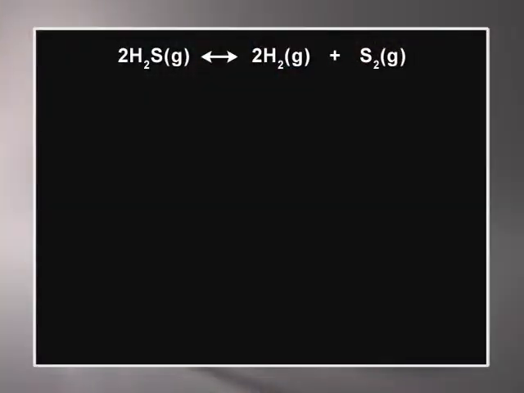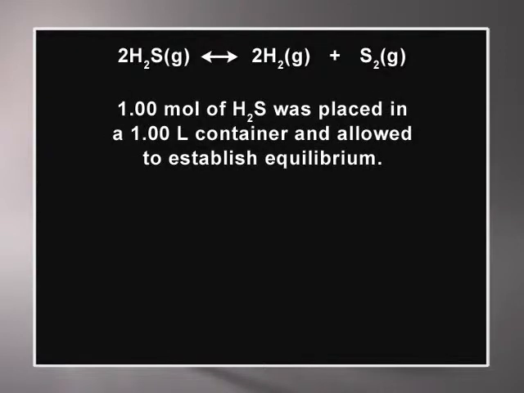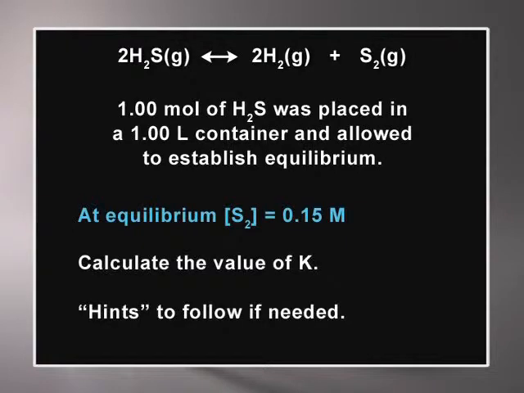Consider the equilibrium system you see on the screen. 1 mole of H2S was placed in a 1-liter container and allowed to establish equilibrium. At equilibrium, the concentration of S2 was measured and was found to be equal to 0.15 molar. That's what's meant by the phrase, at equilibrium, square brackets S2 equals 0.15 molar. Calculate the value of K.